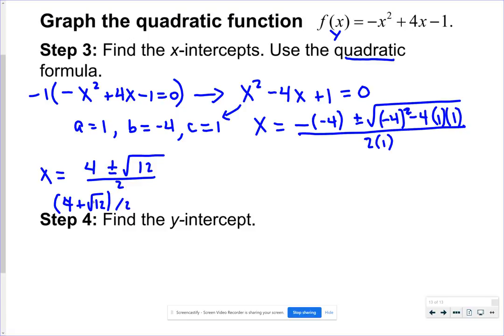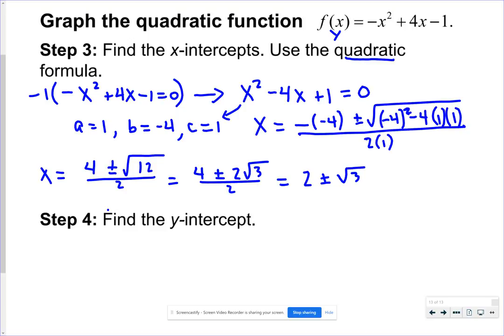But if you need exact answers, and I'm going to assume we want exact answers, I'm going to go ahead and simplify this. Square root of 12 is, let's see, 12 is 4 times 3. The 2 comes out, so we have 2 radical 3. And then remember, we reduce it by taking a 2 out of the 4 and out of the 2 radical 3. Don't touch the 3. So my intercepts are 2 plus the square root of 3 and 2 minus the square root of 3. Like I said, if I need decimal approximations, I can either do them from right here, or I can do them after I've simplified.